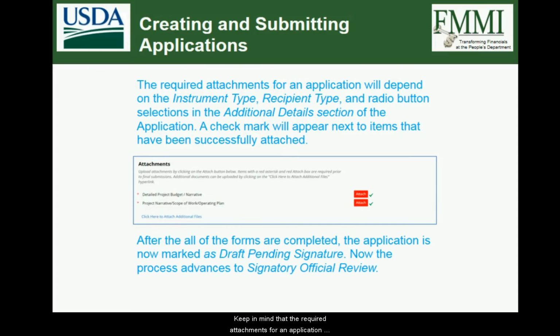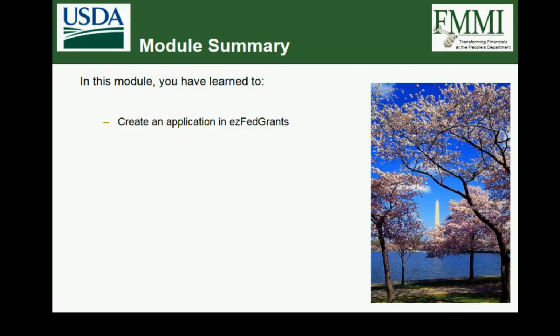Keep in mind that the required attachments for an application are going to depend on the instrument type, the recipient type, for example, and the radio button selections in the additional details section of the application. A check mark will appear next to items that have been successfully attached, and we can see that in the example. After all the forms are completed, the application will now be marked as draft pending signature, and then the process will advance to signatory official review.